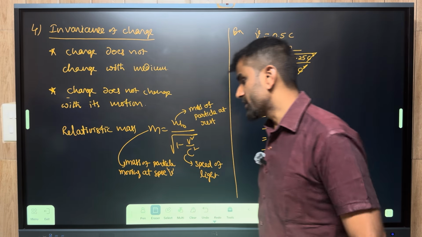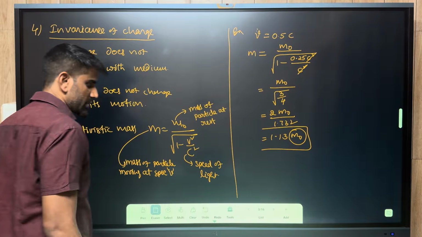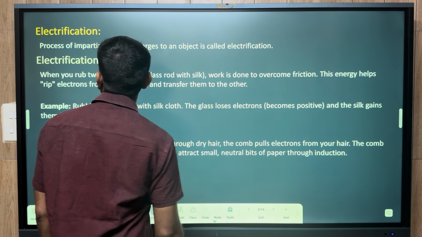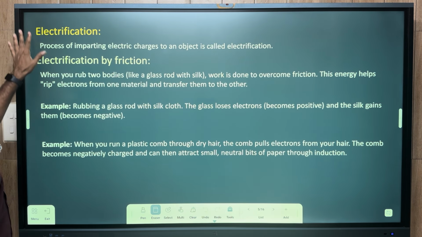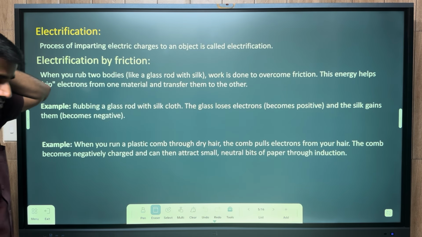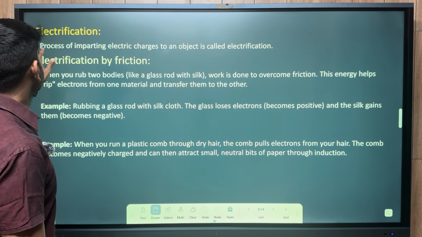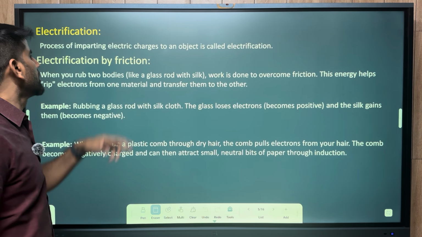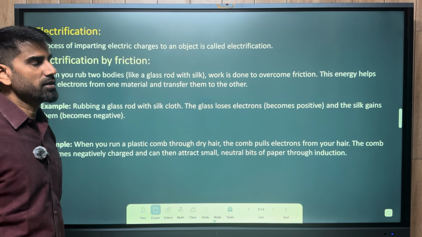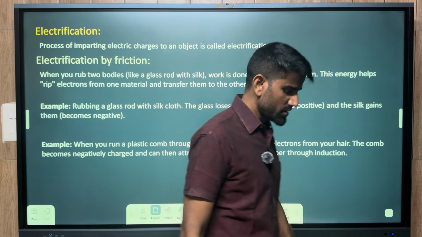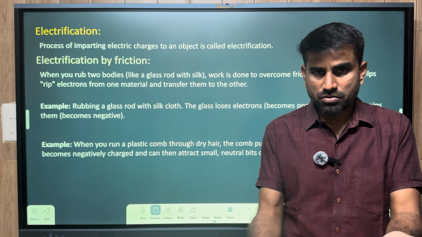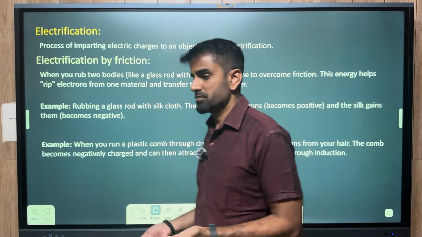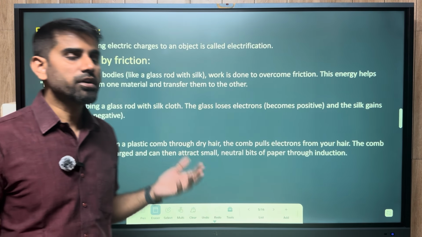Now let's move on to the next part of the discussion, which is electrification. Let us understand what electrification is. Electrification is the process of imparting or removing electric charges to an object. The process of giving the charge, positive or negative, to an object is called electrification.